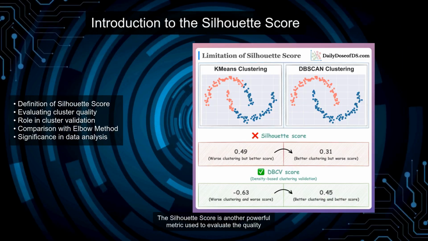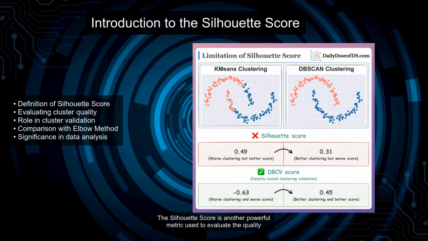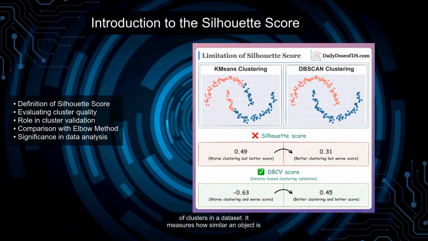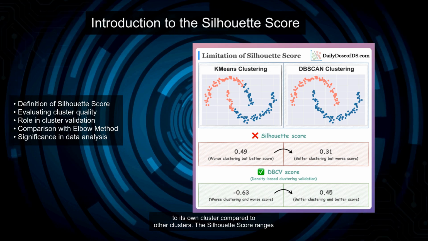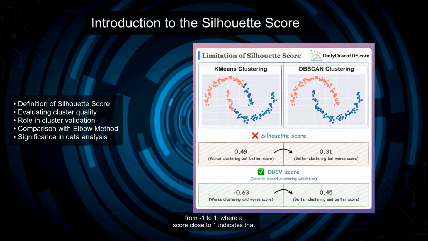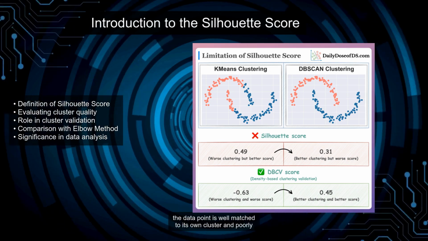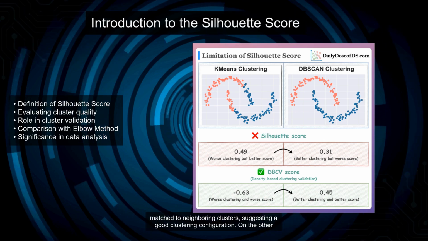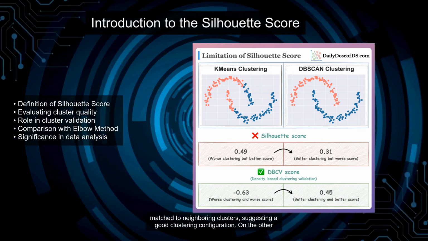The silhouette score is another powerful metric used to evaluate the quality of clusters in a dataset. It measures how similar an object is to its own cluster compared to other clusters. The silhouette score ranges from -1 to 1, where a score close to 1 indicates that the data point is well matched to its own cluster and poorly matched to neighboring clusters, suggesting a good clustering configuration.